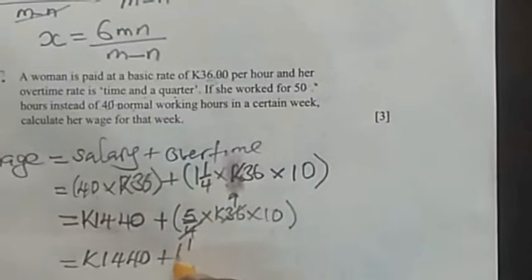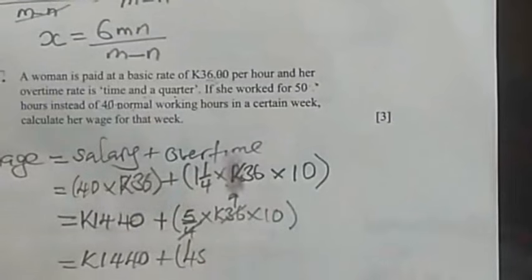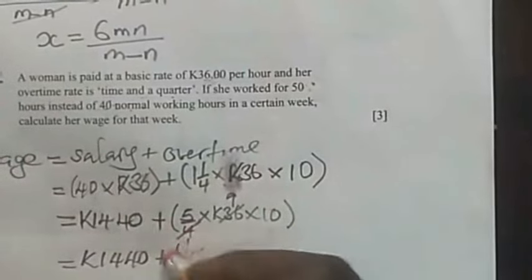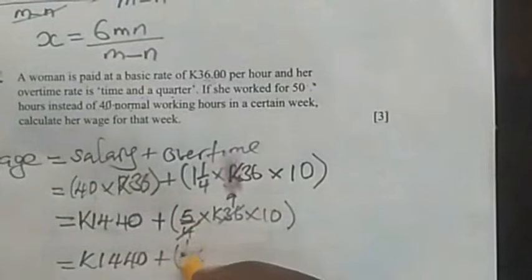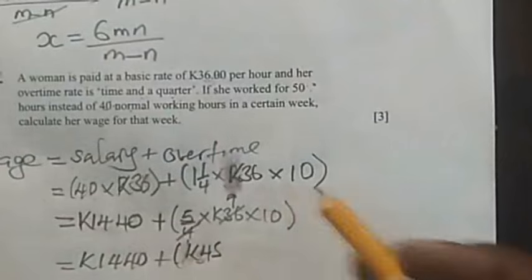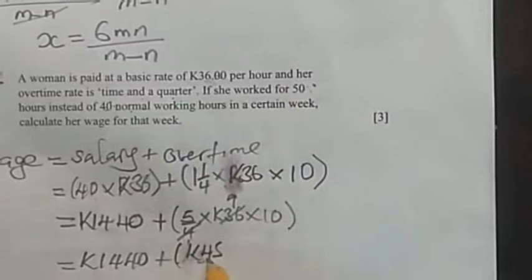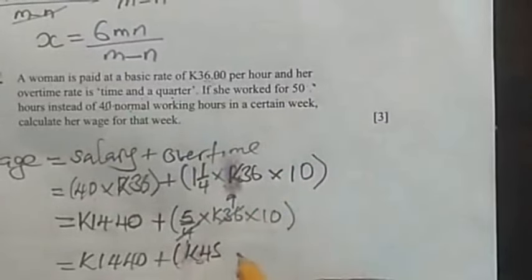So we're going to have something like 45 here. Sorry, it should be kwacha, not just 45. So we are going to put the kwacha sign, then we say 45, because 1 into 5 will be 5, and 5 times 9 will be 45 kwacha. 45 kwacha times 10 now.